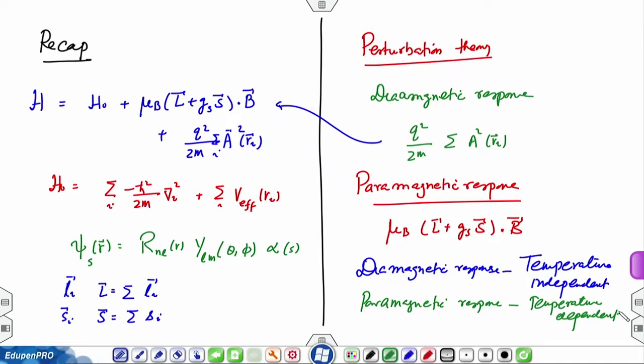Now, one thing you may be wondering is the second order response, because I went all the way up to B square. So, this is paramagnetic response taking the first order perturbation theory. If I calculate the second order response of the paramagnetic term, this also gives you a temperature independent paramagnetic response, which is known as Van Vleck paramagnetism, which I will comment upon later. Right now, let me just focus on the first order perturbation theory.